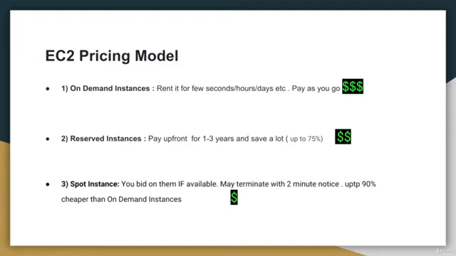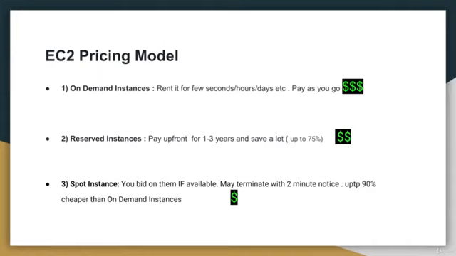We stopped at fact number 7. Let's look at number 7 now. The EC2 pricing model. You have to know about the EC2 pricing model. The EC2 service gives you 3 pricing models. One of them is on-demand instances. This is where you rent your EC2 instances for a few seconds or hours or days. You just pay as you go. It's going to be expensive. This is the most expensive option because you're just paying as you go.